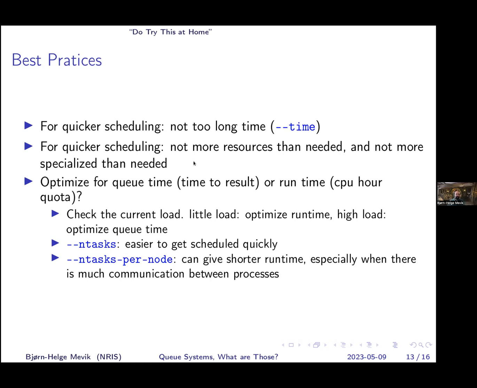Also, for quicker scheduling, don't ask for more resources than you need. If you're only going to run a single CPU job, a single-threaded job, don't ask for 16 CPUs. If it is more memory that you need, then just ask for more RAM per CPU, but don't ask for more CPUs.